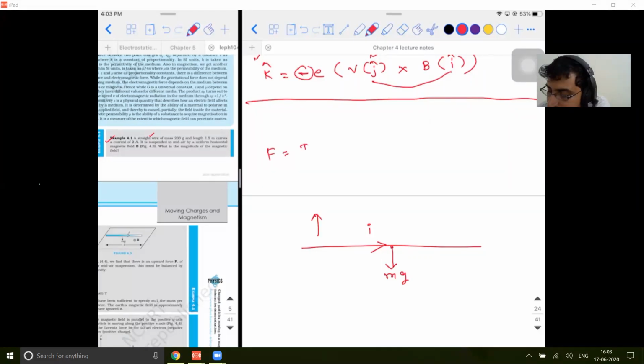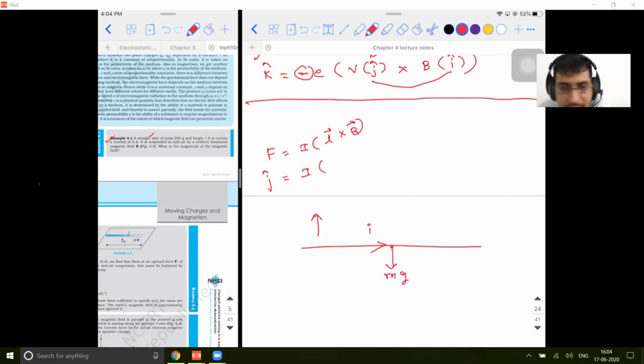F is equal to I into L vector cross B vector. Remember, current is always taken as the direction in which the positive charges are moving, because current always flows from higher to lower potential, and only positive charge has the tendency to flow from higher to lower. So F is expected to be in the direction of J cap.